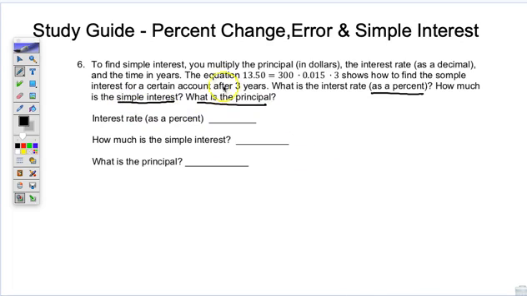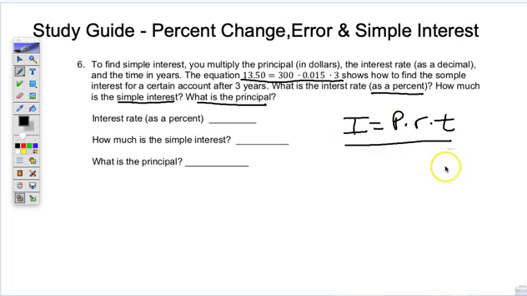So for this one, you just need to look at the equation right here and pick out the information. Remember, our formula looks like this, and I'm pretty sure that you know that by now. So let's just pick out the values. The interest rate as a percent. So right here we can see our rate, which is that value, but we want to turn it into a percentage. Notice they asked us to report it that way. Let's move the decimal over 2 places. That would be 1.5, and don't forget that percent symbol.